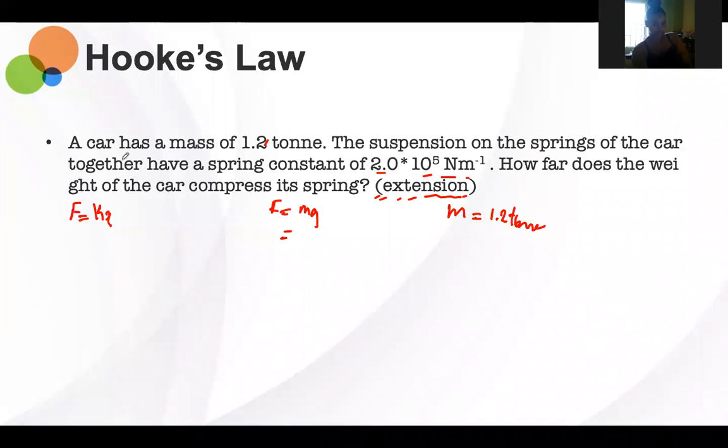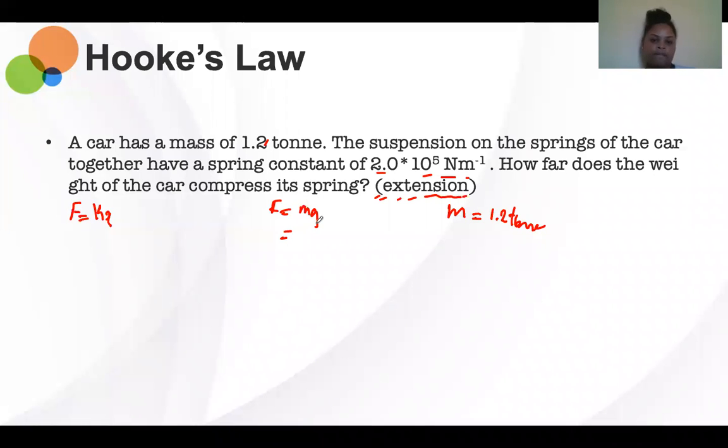All right, so we said that our formula for Hooke's law is F equal kx, right? And we have our spring constant already as 2.0 times 10 to the 5. Now we need our force, and the way to find our force is using F equal mg, right?